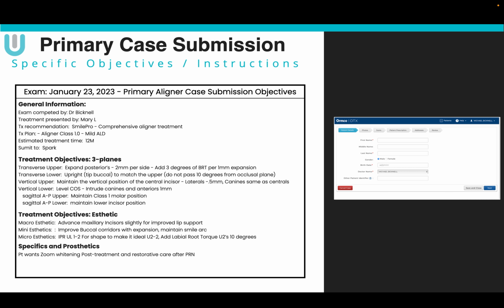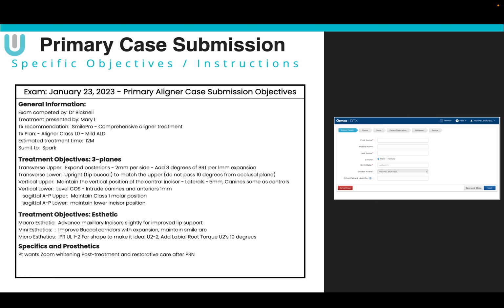Her objectives were to basically expand and then add buccal root torque as we expand. Vertical, we wanted to maintain the vertical position of the central incisors and then tell our techs what our specific artistic look we want. 0.5 millimeters off the table on the laterals and canine the same as the central. And we also want to level the curve of Spee with intruding the anterior teeth. Sagittally, we want to maintain the class 1 position. So now we've given our tech the X, Y, and Z axis of the teeth.